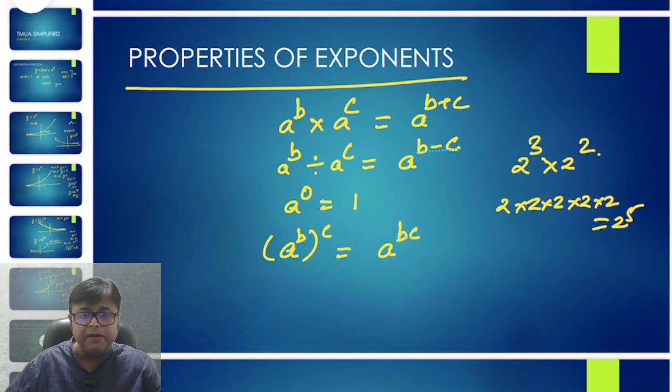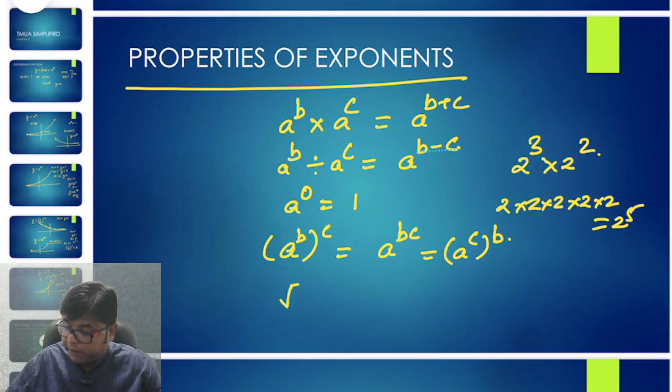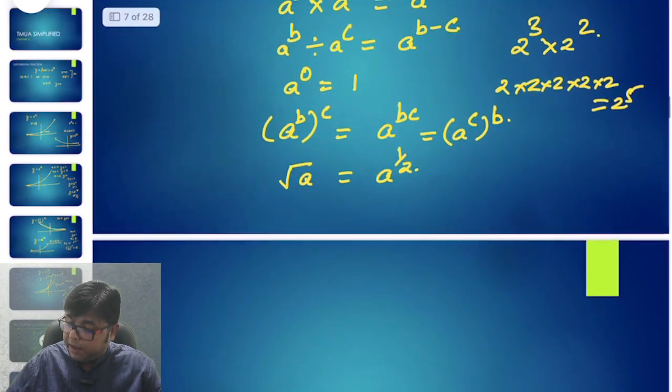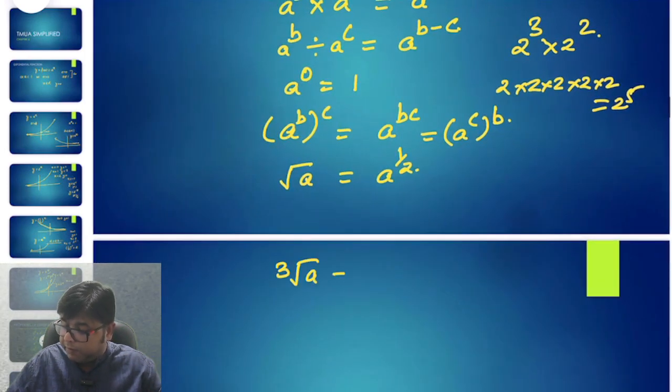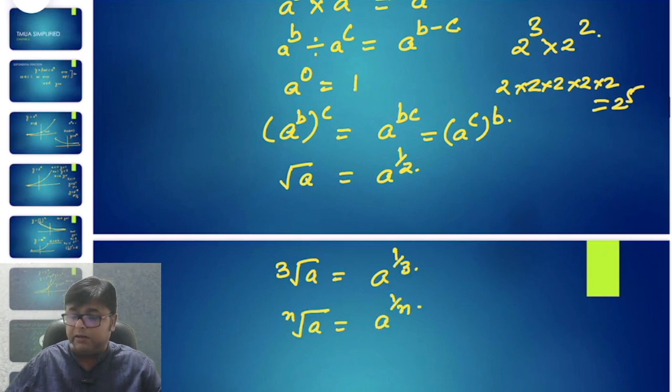I'm just going through them quickly because this is something which we have been doing for a long time, so it's not something new to you. Then a to the power c to the power b. So these are some of the properties. Then if we have root of a, this can be written as a to the power half. If we have cube root of a, then it can be written as a to the power 1 by 3. Similarly, if we have nth root of a, it will be a to the power 1 by n. So for roots, this is how we put the exponents.